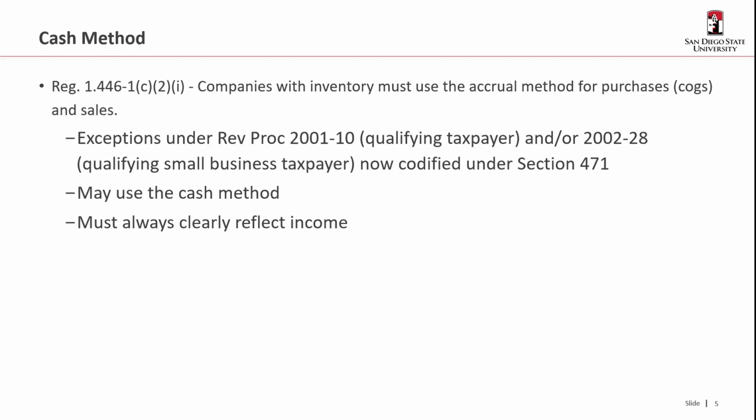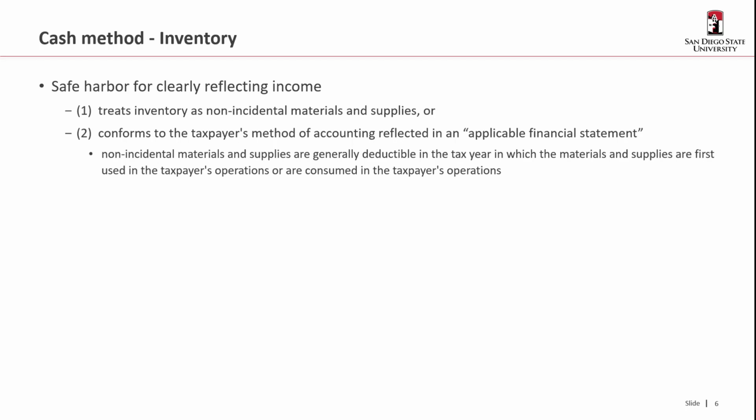So how using the cash method to account for inventories would clearly reflect income is a little bit debatable. But there are two safe harbors. The first is if you treat inventory as non-incidental materials or supplies. So there's a specific accounting in the regs under 162 about how to account for materials and supplies. And there are two categories: incidental materials and supplies and non-incidental. Non-incidental are ones that you actually keep track of in your books and records. The second way you can have a safe harbor is if it conforms to what you have in your applicable financial statements and books and records.